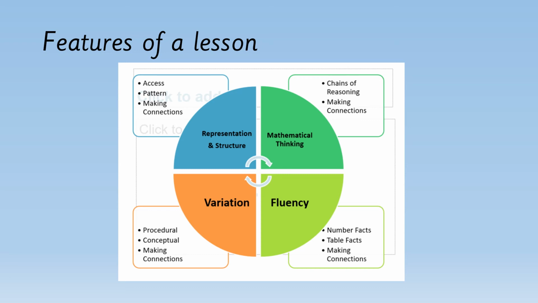So this looks at patterns, making connections. The third feature is mathematical thinking, looking at chains of reasoning, and again, making connections. The fourth area is variation. So this is looking at procedures, concepts, making connections. And finally, the fifth area is fluency. This is looking at the quick and efficient recall of facts and procedures, and the children's flexibility to move between different concepts and representations of maths.